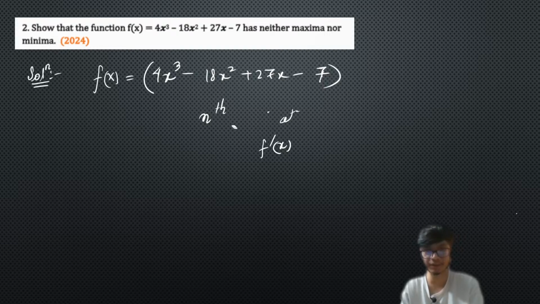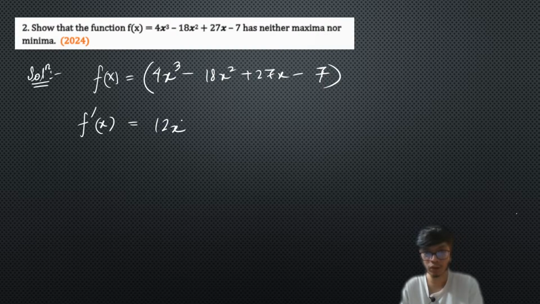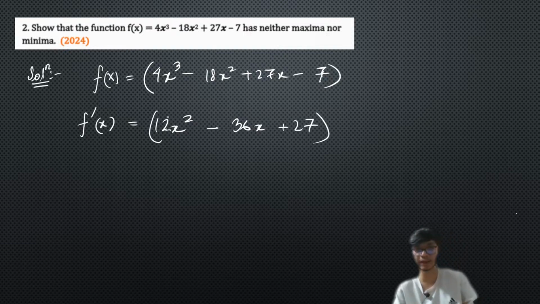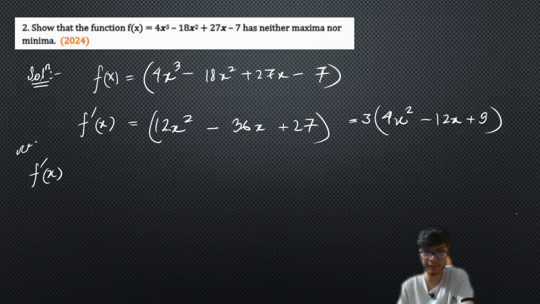So let's try to analyze the question in terms of that. First and foremost, we need to find the critical points. If I differentiate it once, I get 12x square minus 36x plus 27, right? That is going to be my first derivative. I can take 3 as common, so I will have 4x square minus 12x plus 9, right? Now for finding the critical points, let me write it down.